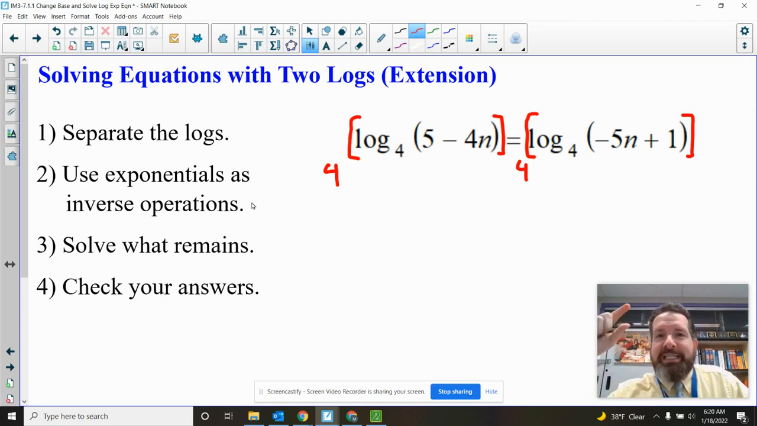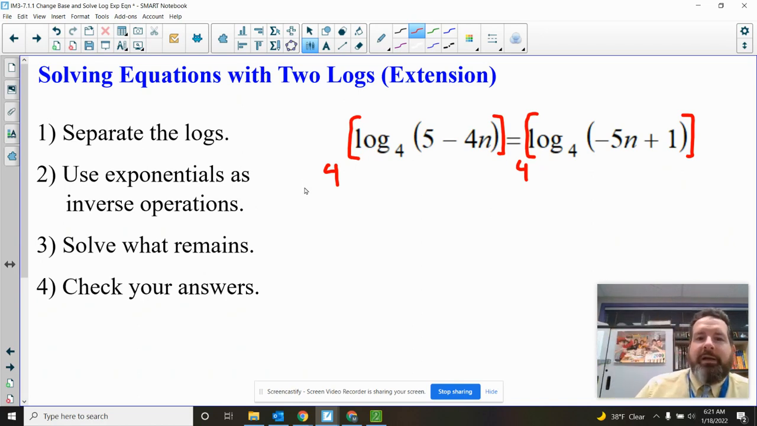Use exponentials as inverse operations. At this point, just like add and subtract undo each other, just like multiply and divide undo each other, just like squared and square root undo each other, 4 to the power log base 4 is just going to leave you with what was inside the logarithm.